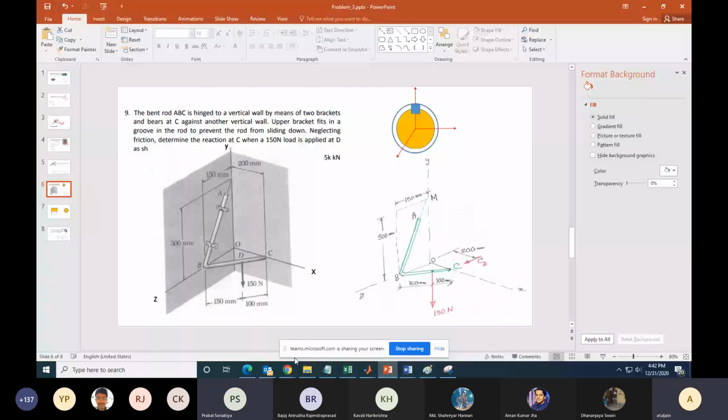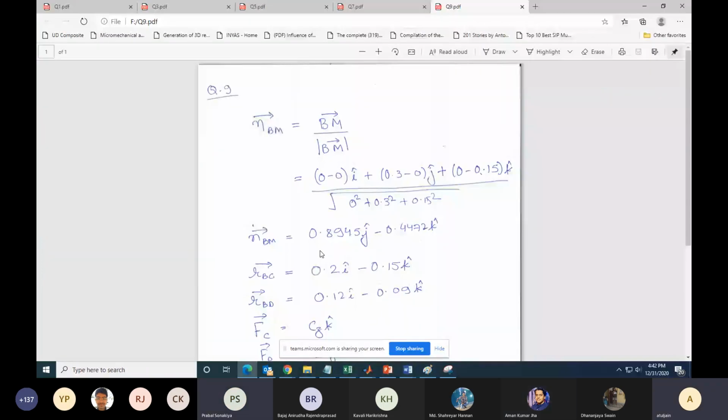Sir, is my solution visible? Sir, can you please explain question 8? First, let us finish this. There is time, we still have 20 minutes, so we will do this. Sir, will you share the answer? Is the answer 45? The answer is 45 Newton. Oh, yes.